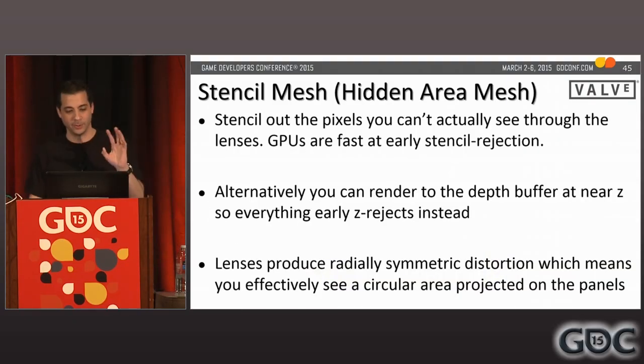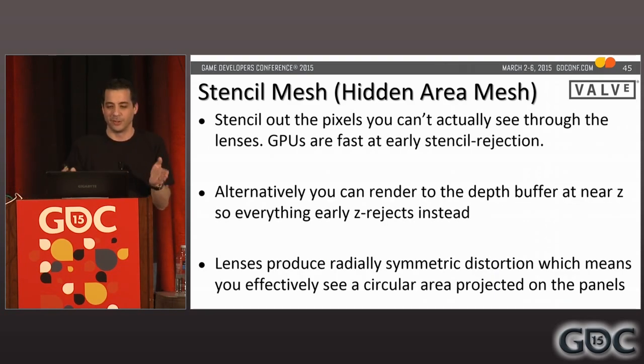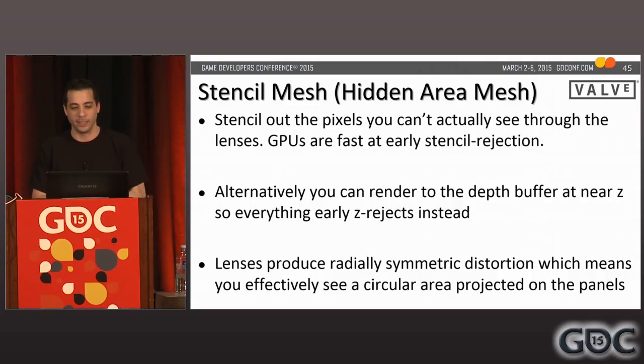Oh, this is a good one. Okay, so stencil mesh. This is going to buy you another 15% perf boost in your engine, okay? So the idea is, we also call this the hidden area mesh in the Steam VR API, is you want to stencil out all the pixels you can't actually see on the panels, okay? There's a complex setup here. Your eyes are behind a set of lenses that are then going to project onto the panels.